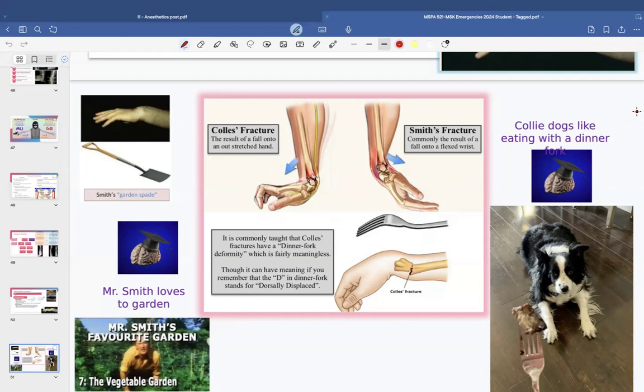So with your Colles fracture, they like the dinner fork thing, but I think the dog's cute. It can't help you memorize it. The term dinner fork deformity is so often used as a buzzword in questions, it's worth at least making that connection in your brain, even if it doesn't help you see the images, right?